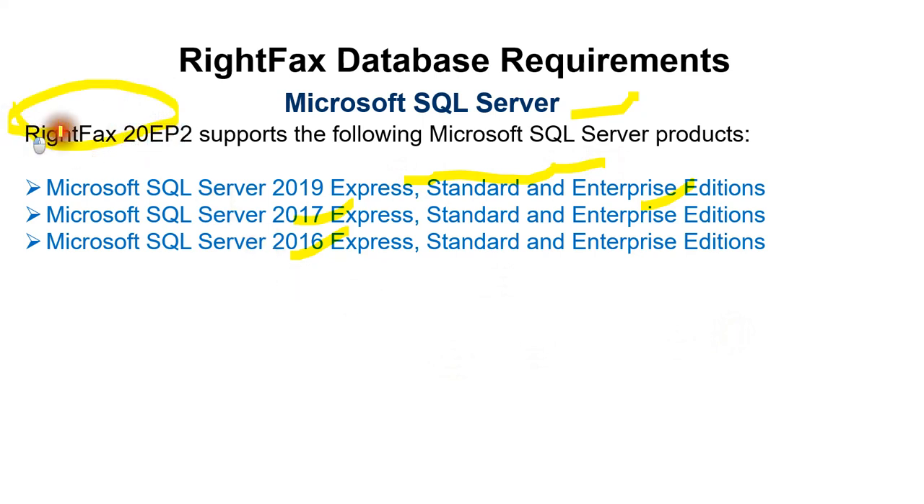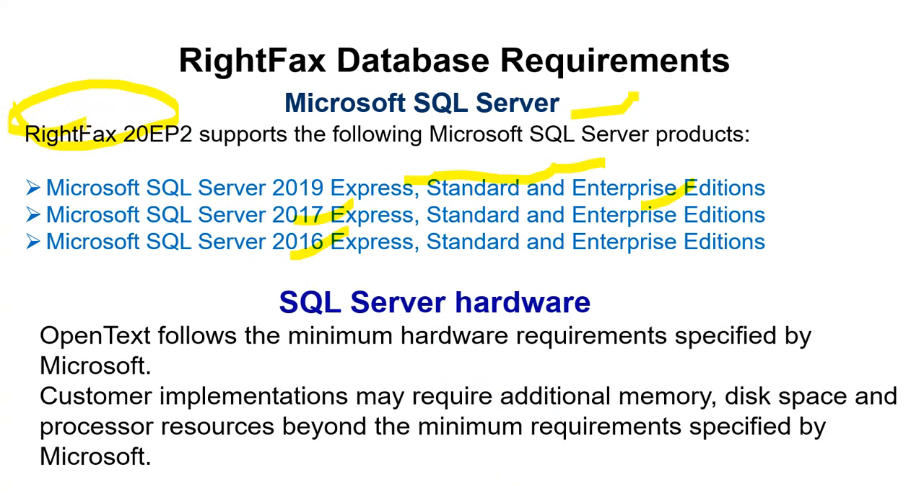Next one is SQL Server hardware. To install this SQL Server, we need to take care of hardware also. OpenText follows the minimum hardware requirements specified by Microsoft. So again, we should have some space. They will give you documentation for the installation of SQL Server hardware requirements. You go through that and you can have a hardware server.